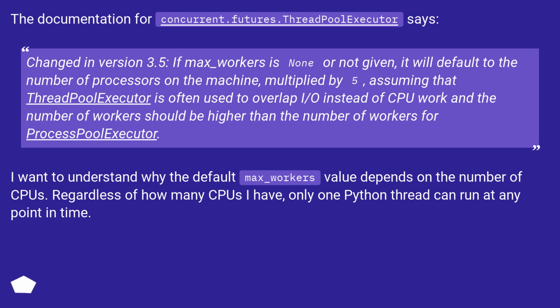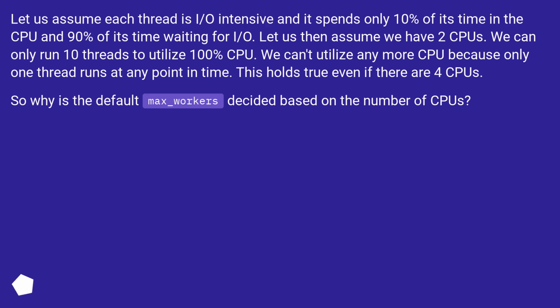Regardless of how many CPUs I have, only one Python thread can run at any point in time. Let us assume each thread is I/O intensive and it spends only 10% of its time in the CPU and 90% of its time waiting for I/O. Let us then assume we have 2 CPUs. We can only run 10 threads to utilize 100% CPU. We can't utilize any more CPU because only one thread runs at any point in time. This holds true even if there are 4 CPUs. So why is the default max_workers decided based on the number of CPUs?